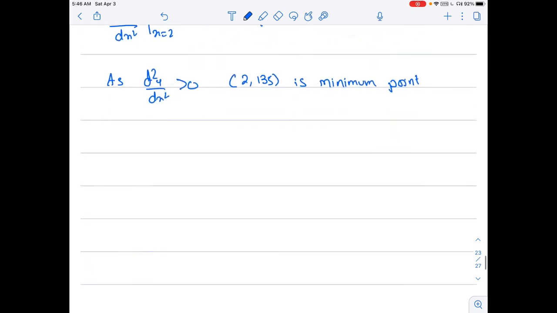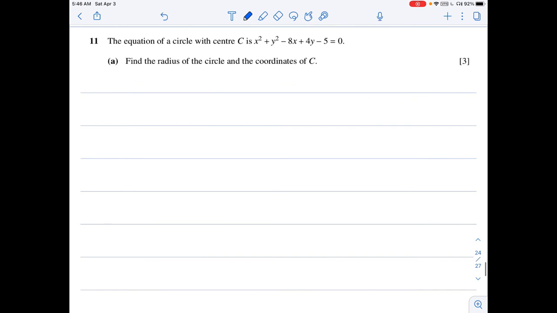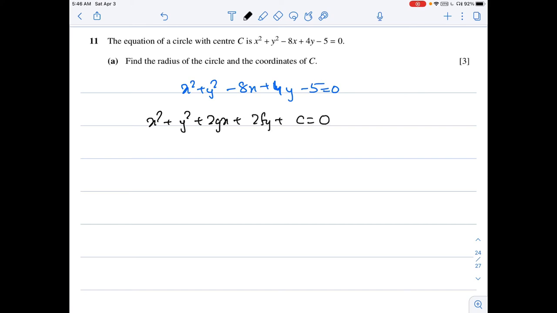Finally, question number 11. The equation of a circle: x square plus y square minus 8x plus 4y minus 5 is equal to 0. So we compare with the standard equation of a circle. What was that standard equation of a circle? x square plus y square plus 2gx plus 2fy plus c is equal to 0. In that case, the center is minus g comma minus f, and the radius is square root of g square plus f square minus c.